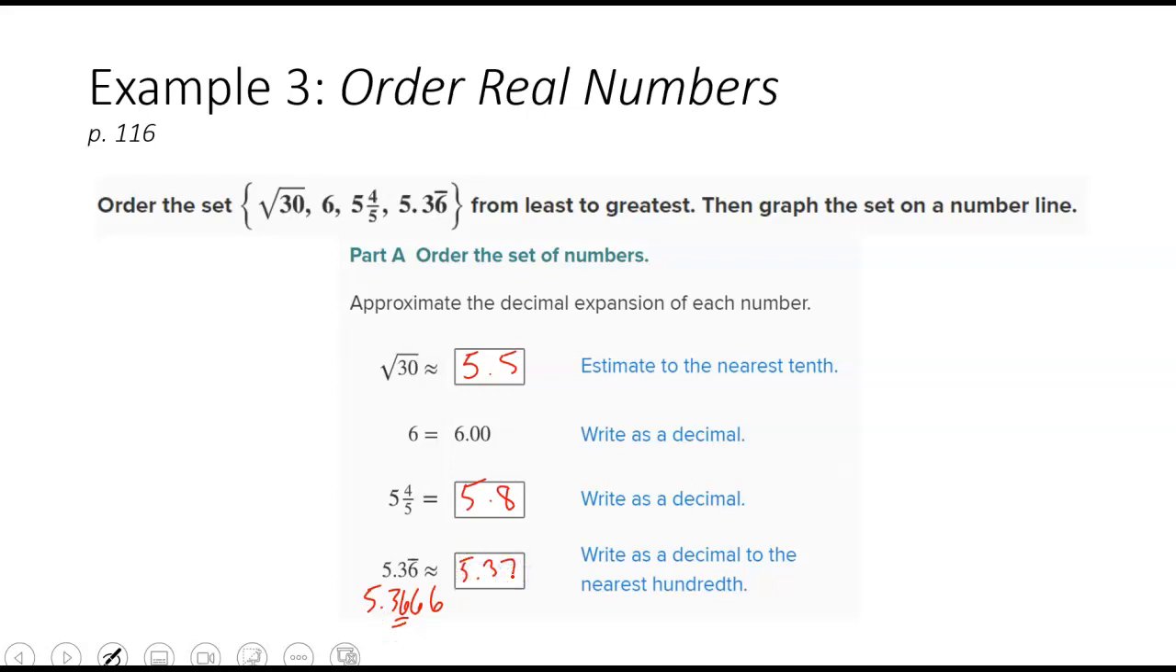So the first thing you want to do is write everything in decimal form. And then once it's in decimal form, it's pretty simple to put those numbers in order. We can see that the smallest number is this one right here, and then square root of 30, and then 5 4/5, and lastly 6. So that would be our order of numbers.